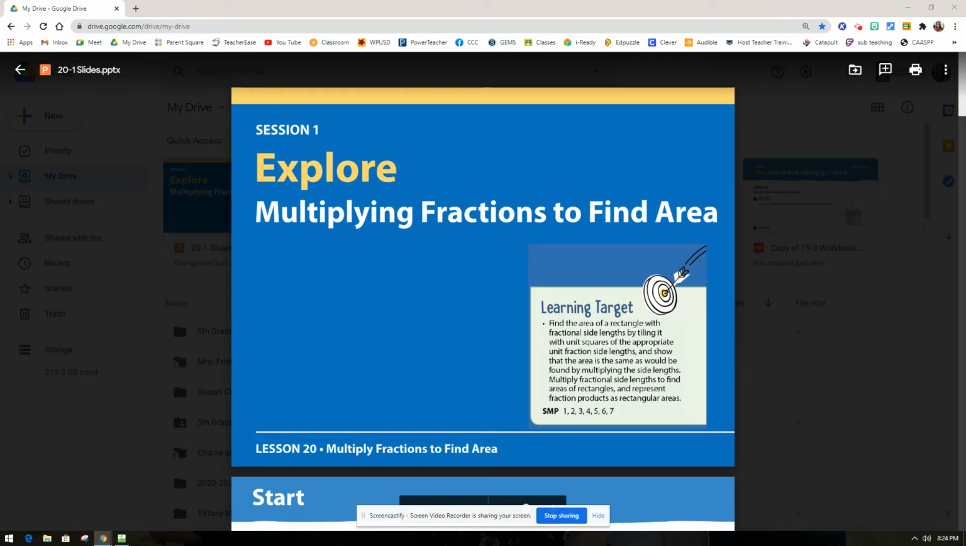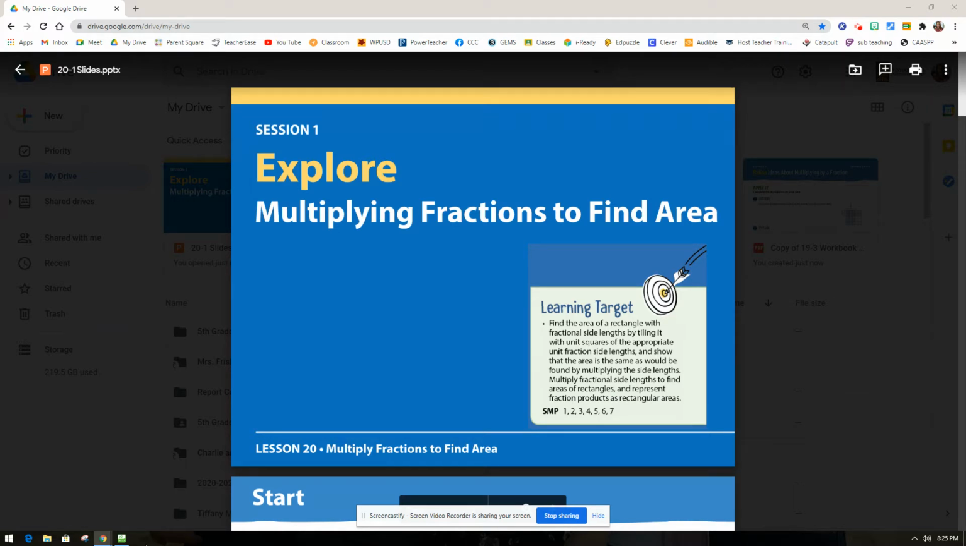Today we're going to be working with multiplying fractions to find the area of a figure. We might be using tiling with unit squares to find the appropriate unit fraction side lengths. We might be multiplying the side lengths to see what the area of the total figure is. But regardless of the method that we use, we are always going to get to the same result. And that's kind of what we're going to learn and see today.